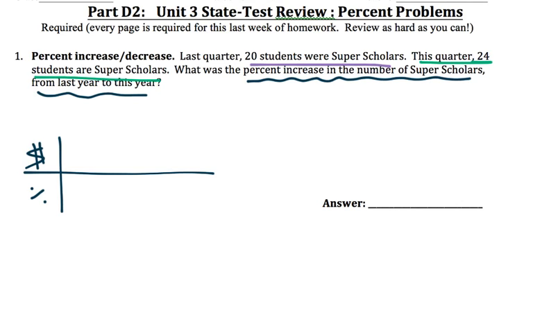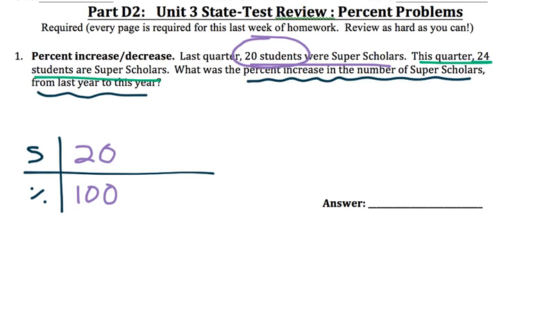And there's two hints here. It says, what's the percent increase from last year to this year? That means whatever it was last year is what we started with. And I always start off with dollars. I'm so used to doing it that way, but we have students. So 20 students is considered the original amount, or 100%. And then it goes up to 24 students.